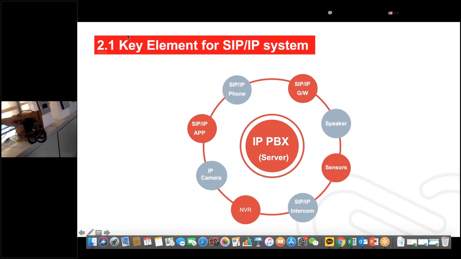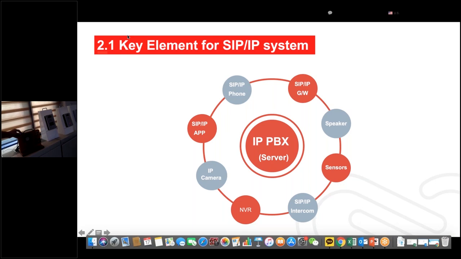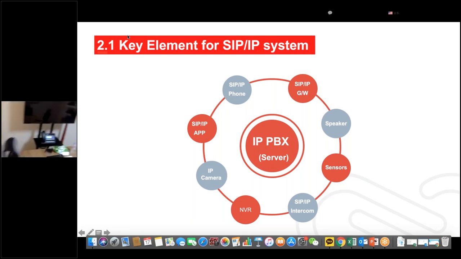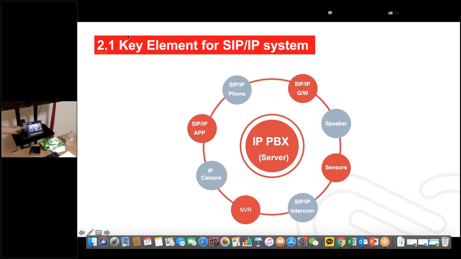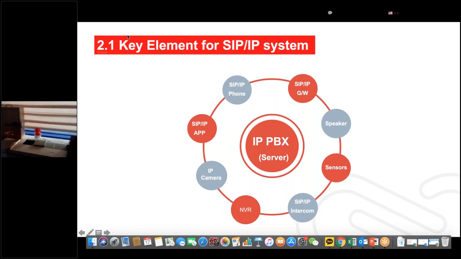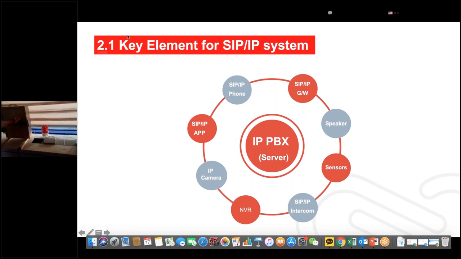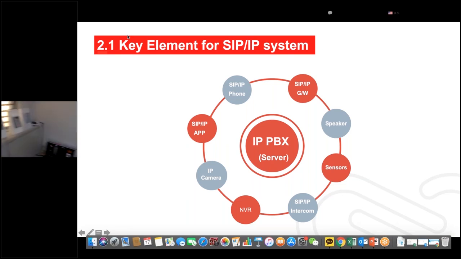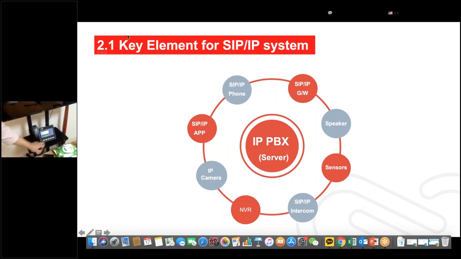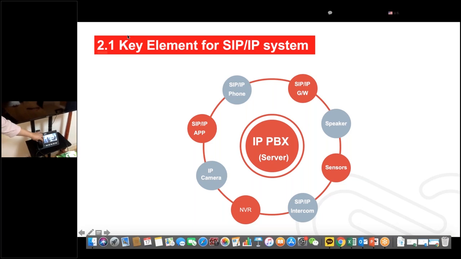Can you see that? This is a Fanvil SIP IP gateway. Connect the LAN and many kinds of sensors. For example, if you are using the button, and then you can see the video. Can you see that? Yes. Also, this device is connected with this door. Okay, let me show you. Open the door and also make a call to here, and then you can get the video too.